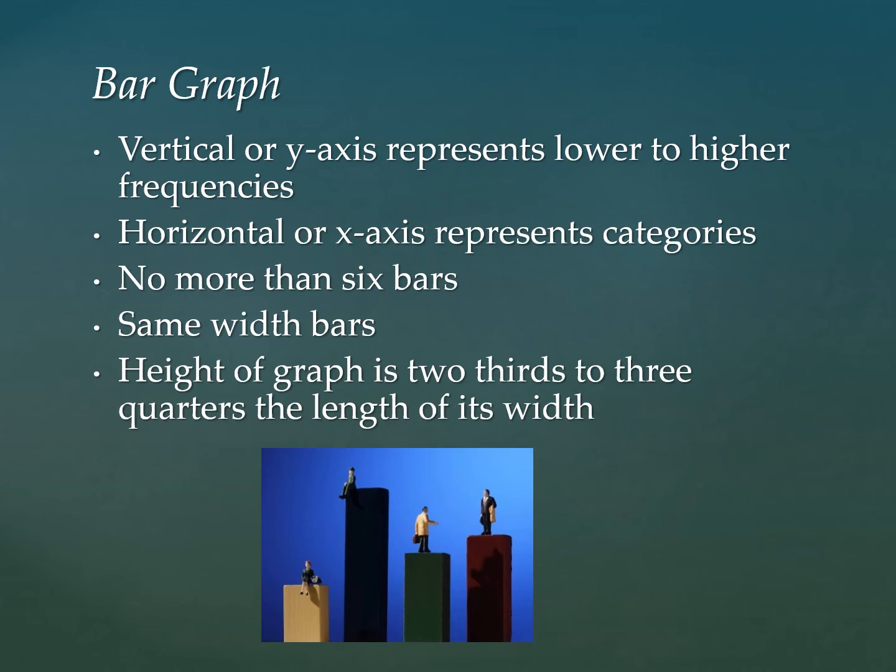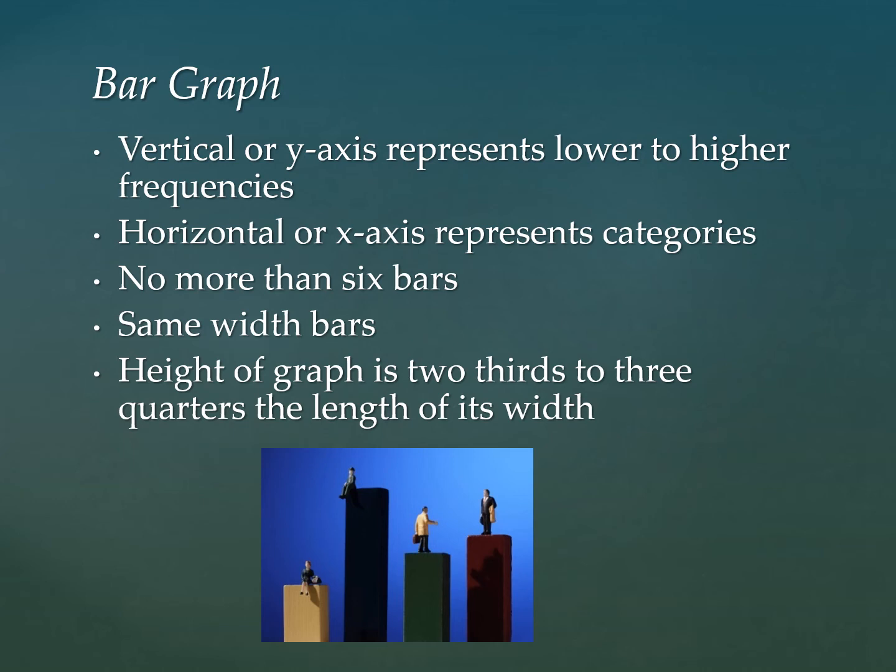Then we'll move on to a bar graph, and you use this with nominal or ordinal level data. And remember, a bar graph has non-touching columns showing different response categories. We can use a vertical or y-axis to represent lower to higher frequencies. And then we'll use a horizontal or x-axis to represent the categories. You'll want no more than 6 bars on your bar graph. Again, you want to keep it where it's not getting jumbled and people can easily understand your bar graph.